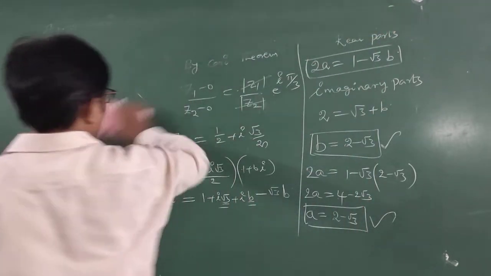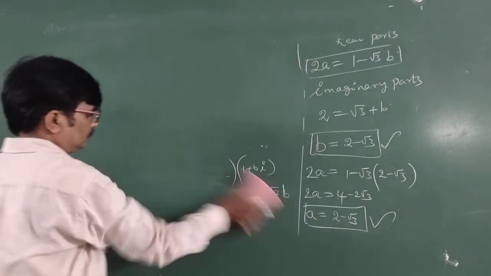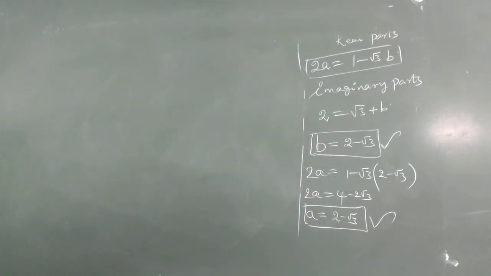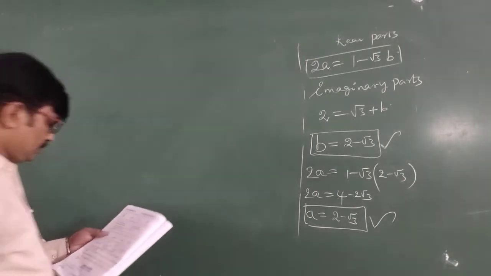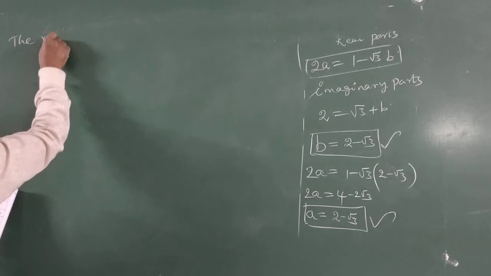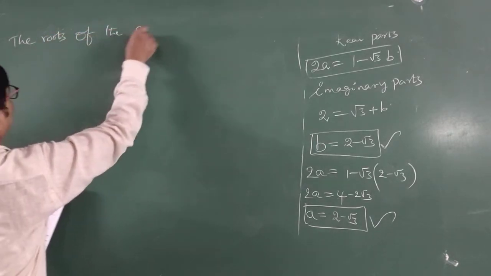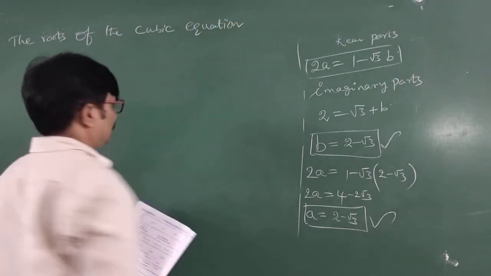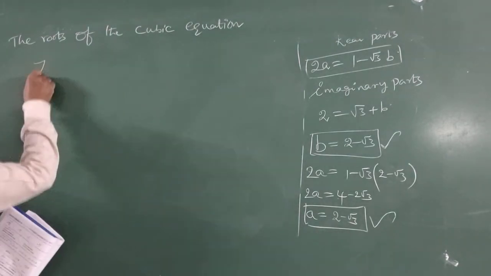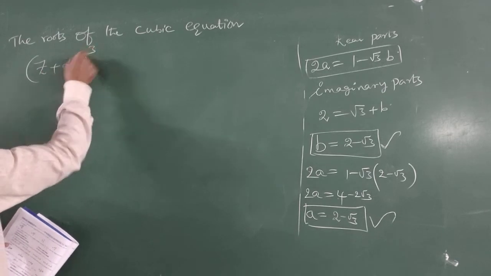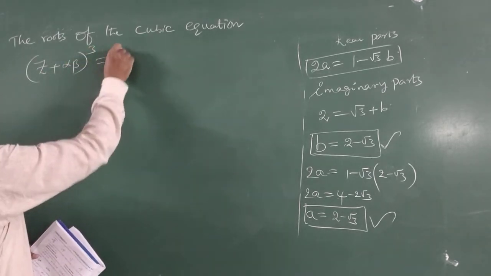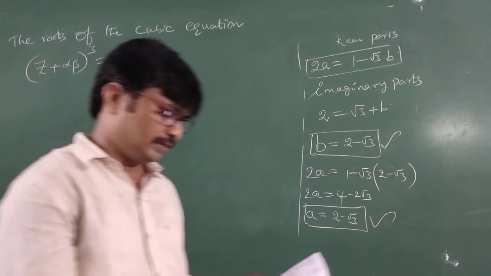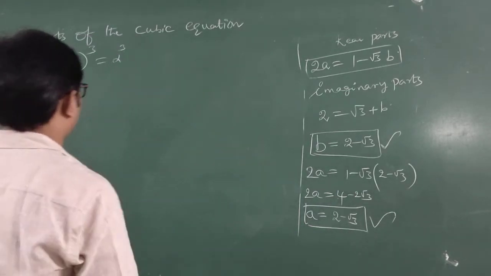Now students, another question. The roots of the cubic equation (z plus alpha beta) whole cube equals alpha cube, okay students, represent the vertices of a triangle.